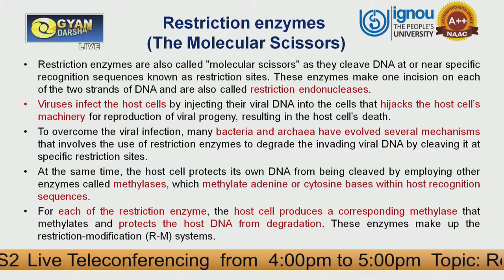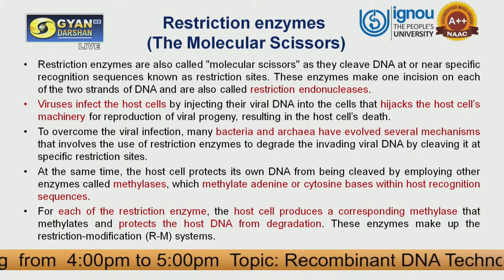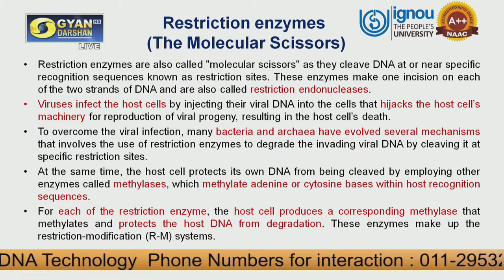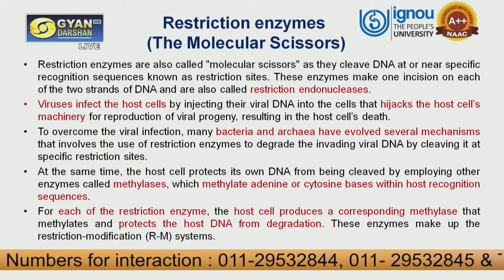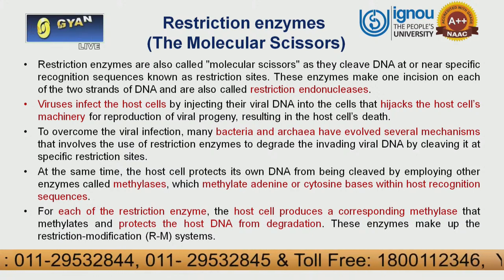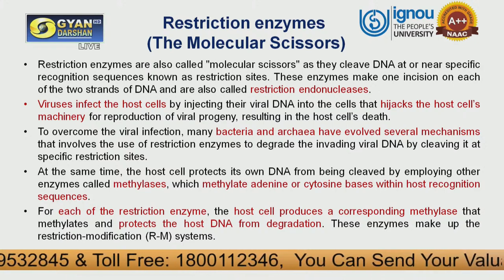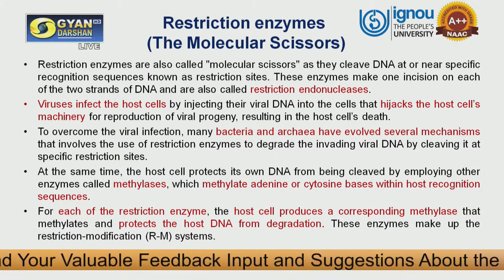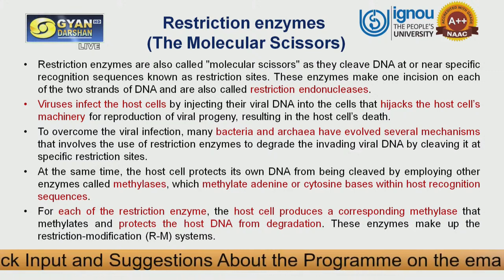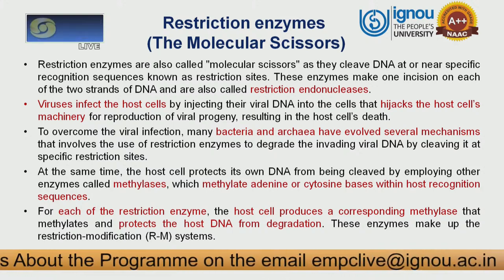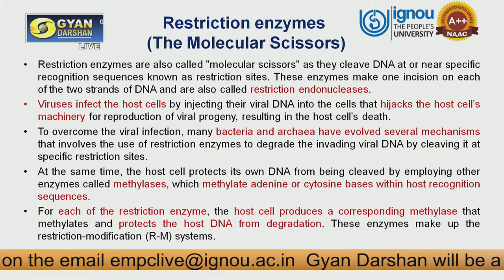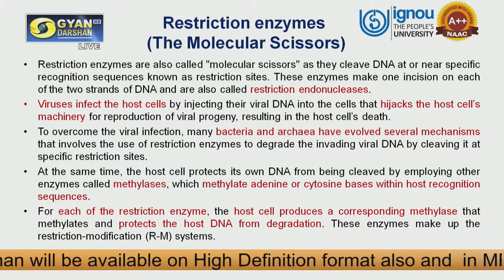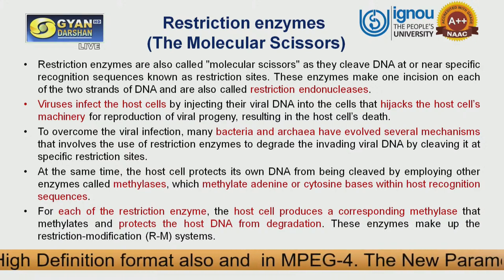There is an interesting history or background of how these restriction enzymes were actually identified. As we know, viruses have the capability to hijack the host machinery in such a way that they integrate their own DNA into the host machinery and propagate or multiply their own progeny. And this can result in the death of the cell. To overcome viral infection, organisms like bacteria and archaea have evolved several mechanisms. Why have they developed these mechanisms? To safeguard themselves from invading viruses. So, how do they actually protect themselves from the invading virus?